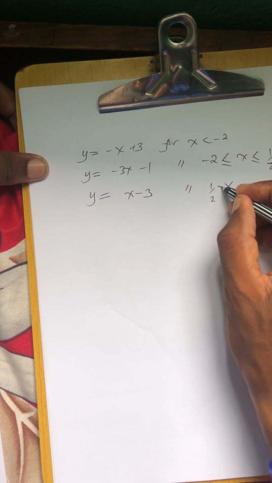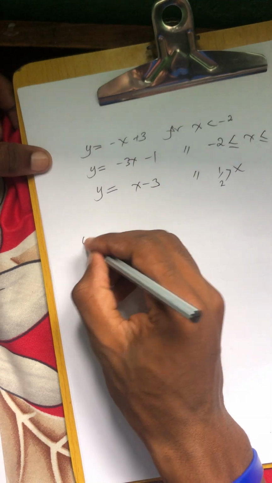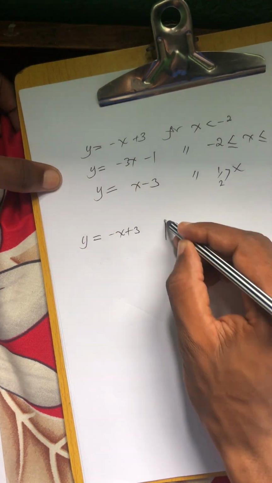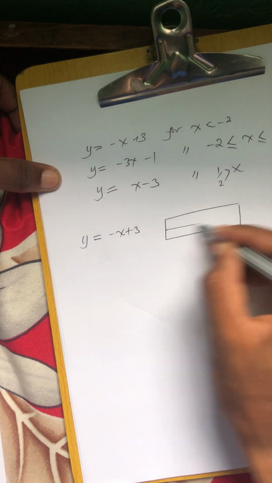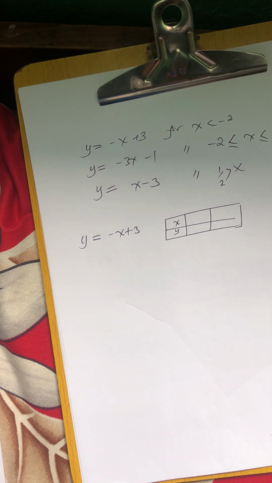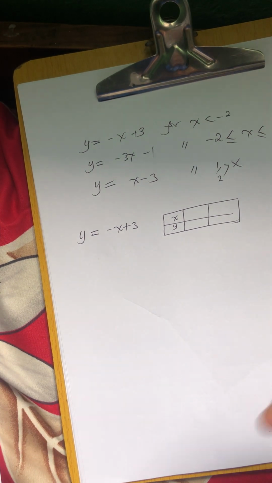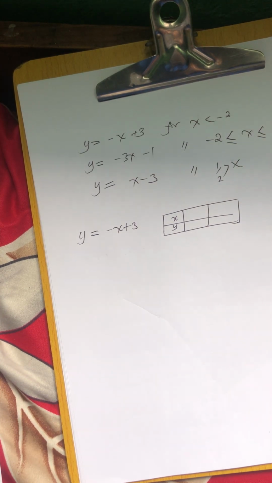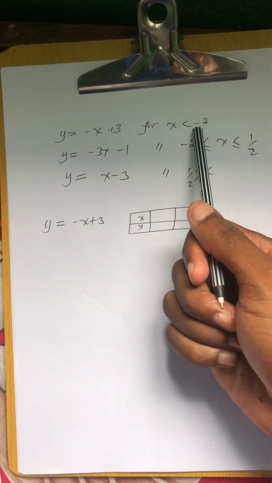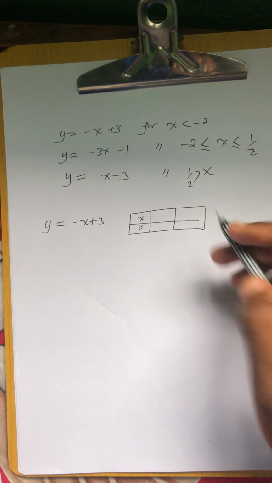Greater than half, like that. So we can say y is equal to negative x plus 3. For this one, you consider the breakpoint. If there are 2, consider both of them. If there's just one, you consider it, and the numbers which satisfy the condition.